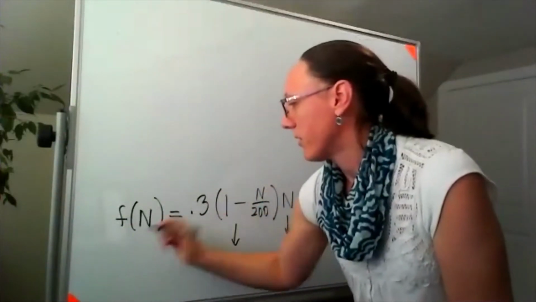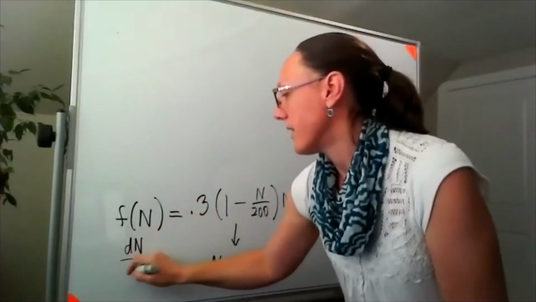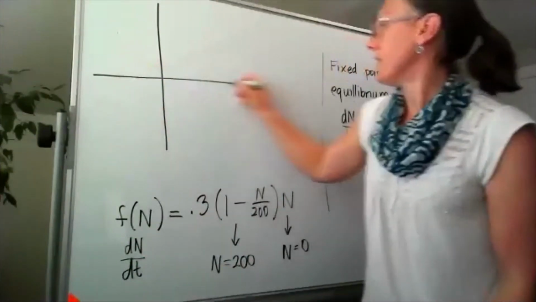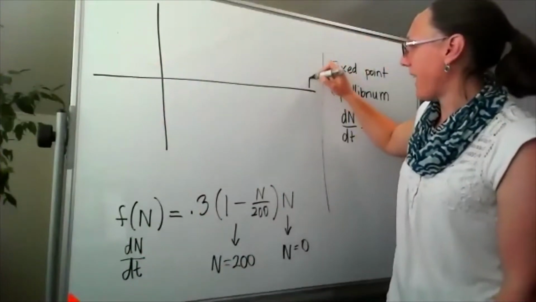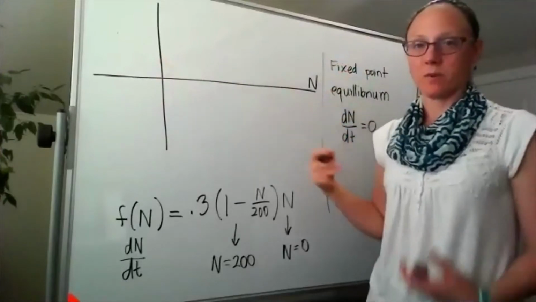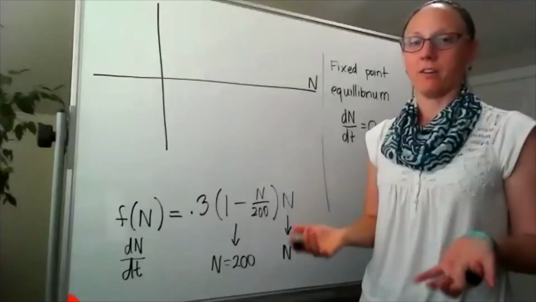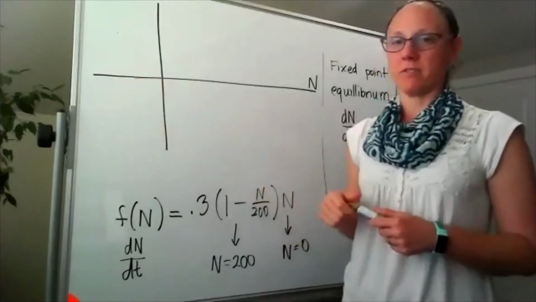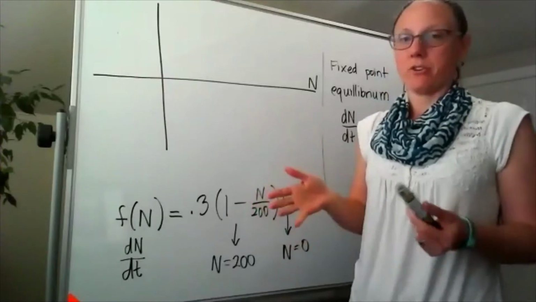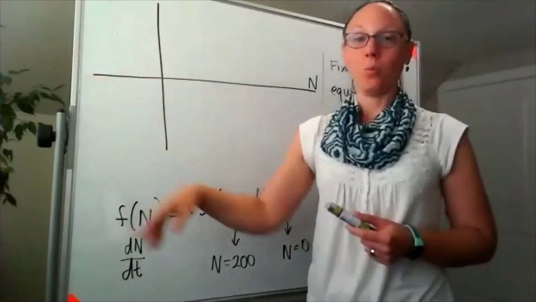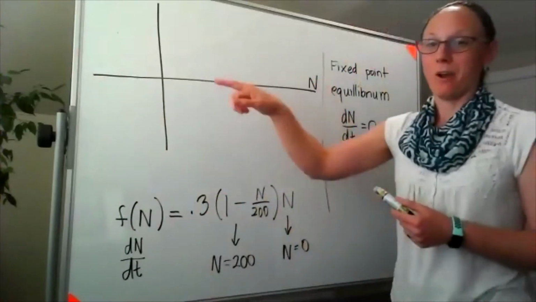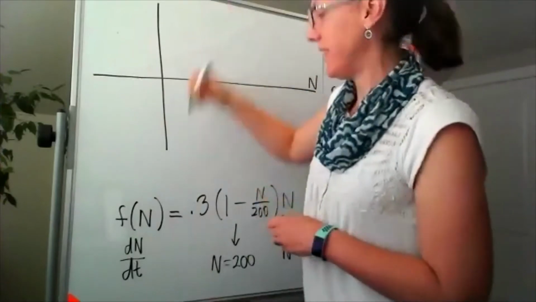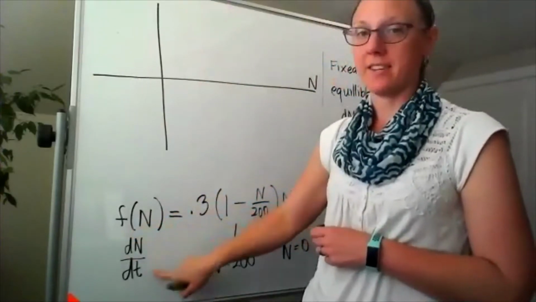I just wanted to remember this is my dn dt. Okay. So here's my n. So this axis is going to represent the population or the number of sea turtles that we have. And since I don't know what negative numbers of sea turtles would be, like zombie turtles or something, we're not going to deal with that negative realm. We're really just going to be living over here. Now this axis, this is going to be my function, which is dn dt.